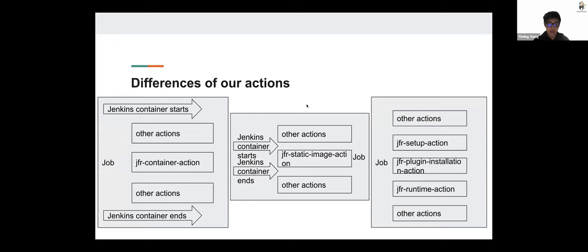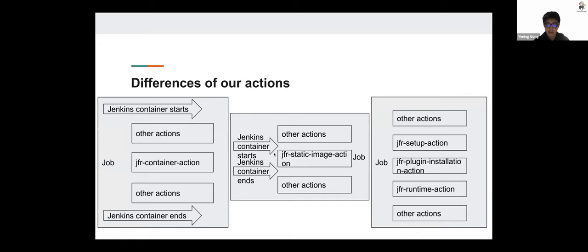So as you can see, there are some differences in our current actions, but the root cause of these differences is the starting time of the Jenkins container. In the JFR container action, the Jenkins container starts up before all GitHub actions execution and ends after all GitHub actions have results. So all GitHub actions will have influences on the container. This means you can use other actions in the marketplace to set up the environment.